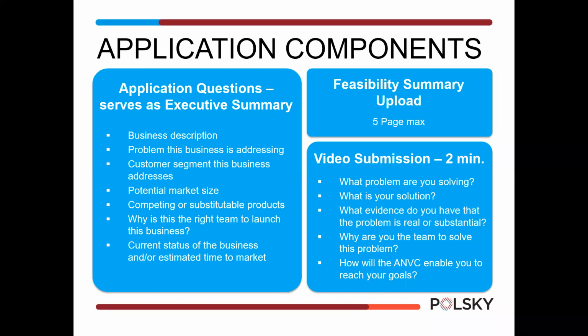There's also a component that serves as almost the executive summary for the feasibility summary, and that is the entry application questions. So when you log into the application platform, which is called Reviewer, there are a certain number of questions that are asked in addition to what's your name, what region are you applying to, and so forth. We have an ask for you to submit a business description, the market size, and so forth. And all of these questions can be answered in a few sentences. We're not expecting you to spend a great deal of effort or time on the executive summary piece. Most of your energy should be spent on the feasibility summary upload and the video submission, which is the third component.